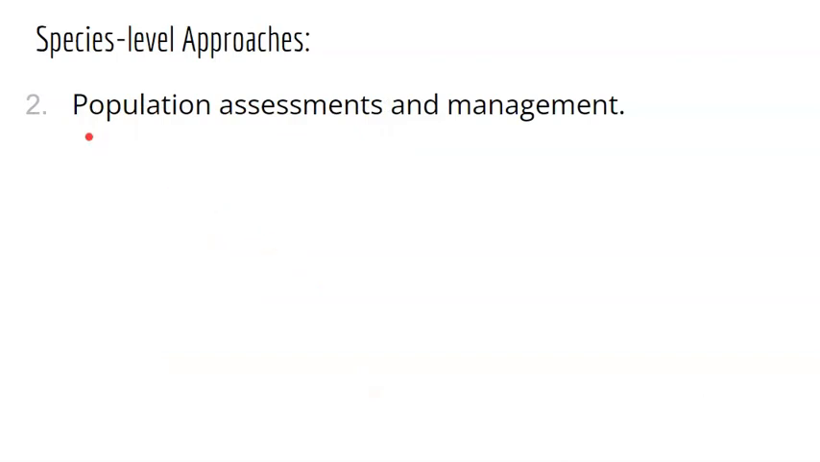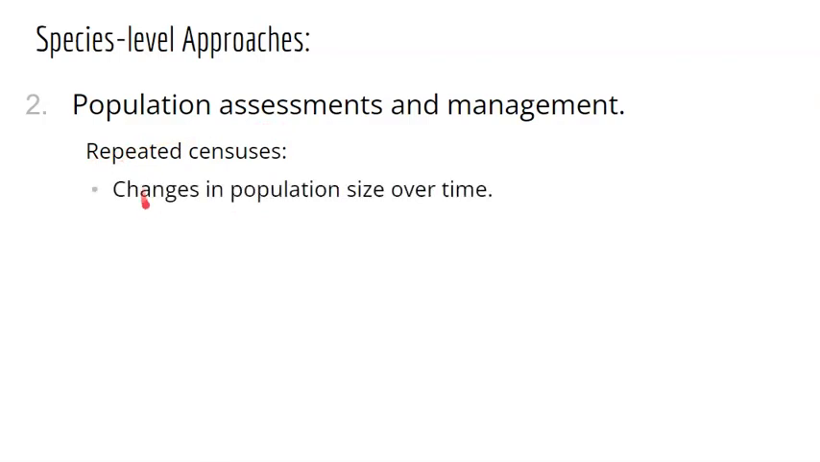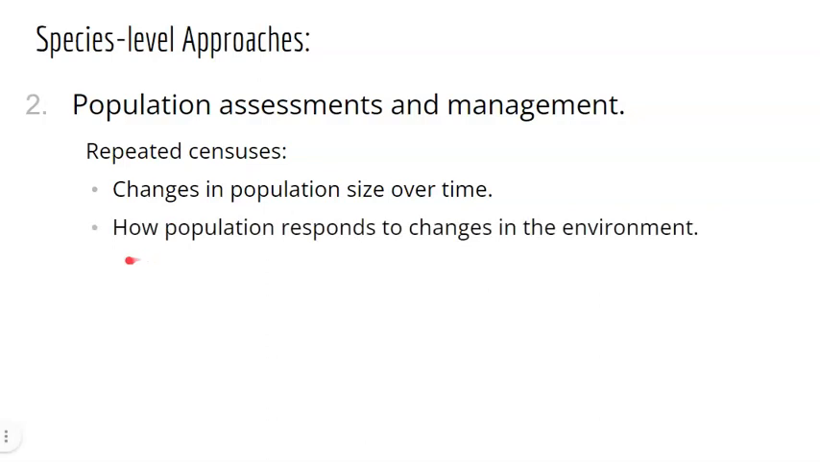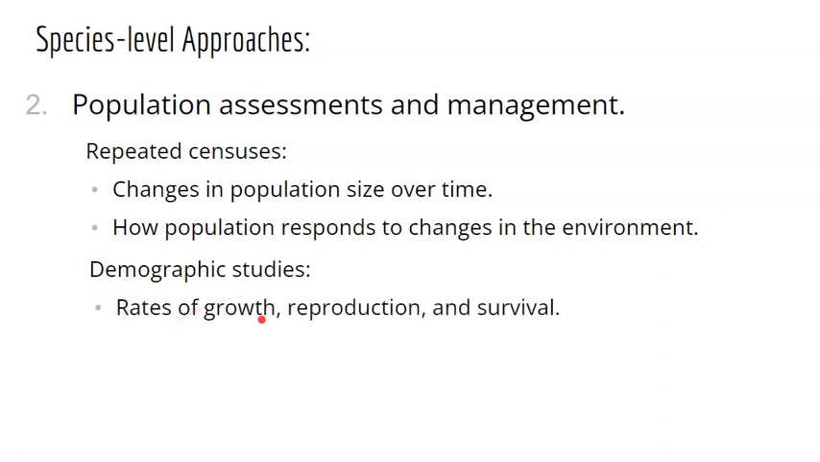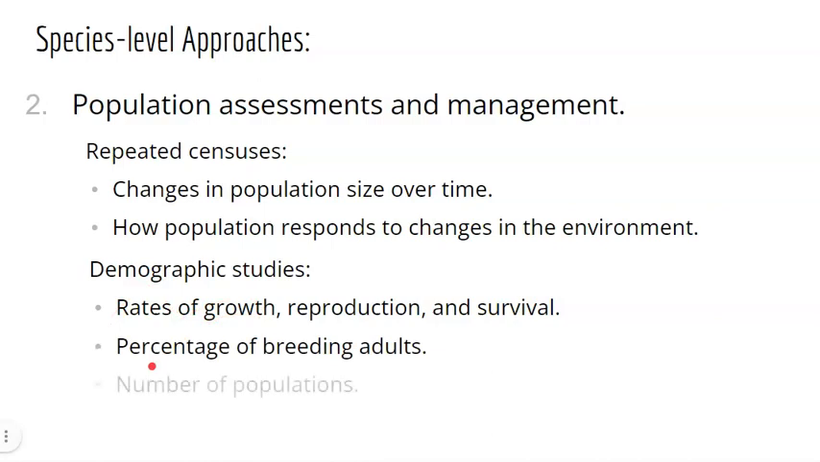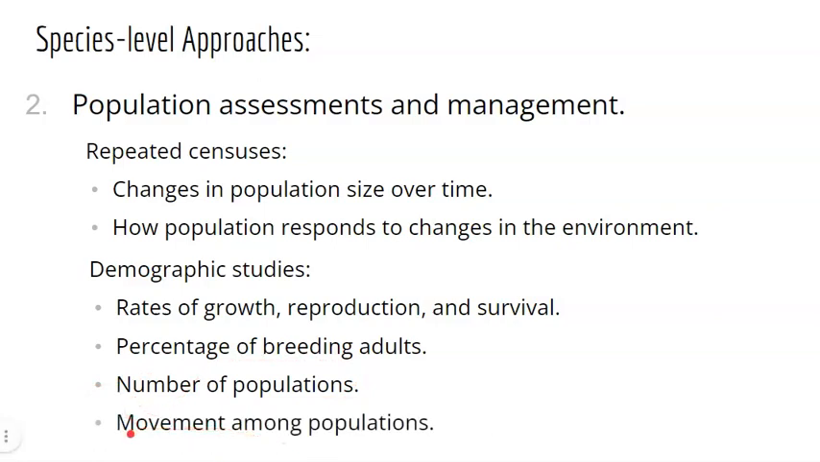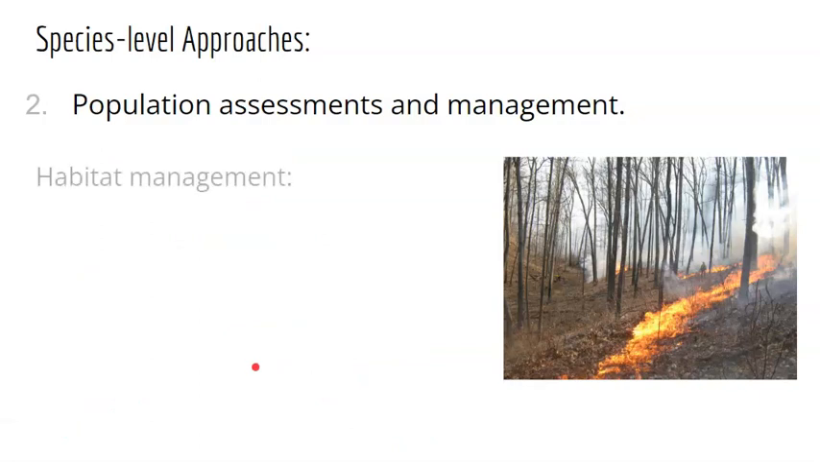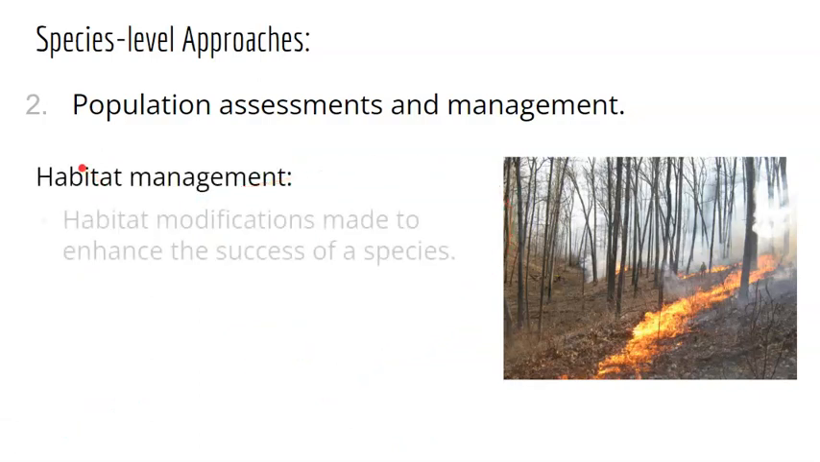All right, the next is population assessments and management. We do repeated censuses, which means we can measure and keep track of changes in population size over time. So we can see if those populations are increasing or decreasing. We can also see how a population responds to changes in the environment. We also do demographic studies. So we look at rates of growth, reproduction, and survival, percentage of breeding adults, and the total number of populations of that species. We can also see the movement among populations, so that migration and immigration from one population to another.